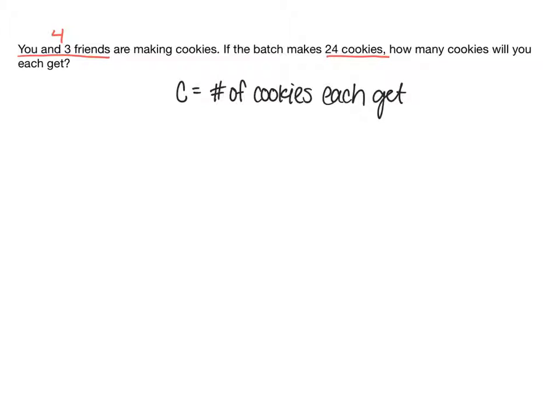We know that the total number of cookies being made is 24. Therefore, that is the product of our multiplication problem. The question is asking how many cookies you each get. Therefore, the two numbers being multiplied will be the number of people making the cookies, which is 4, and the number of cookies you each get. And in this case, that is our missing variable.